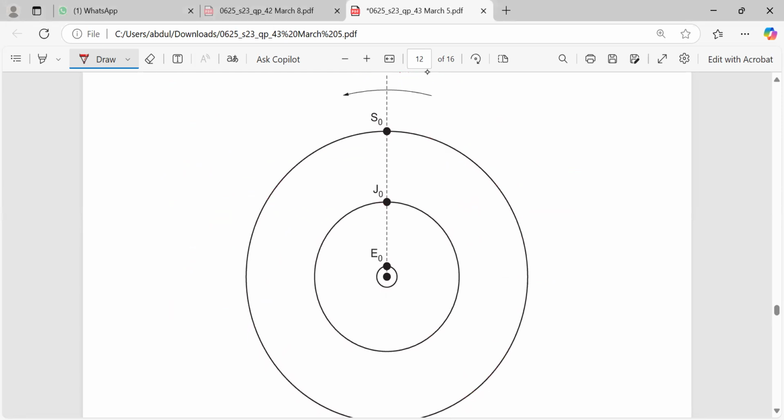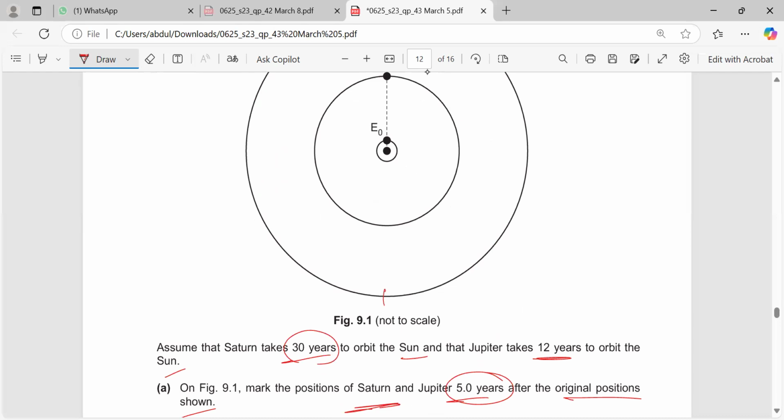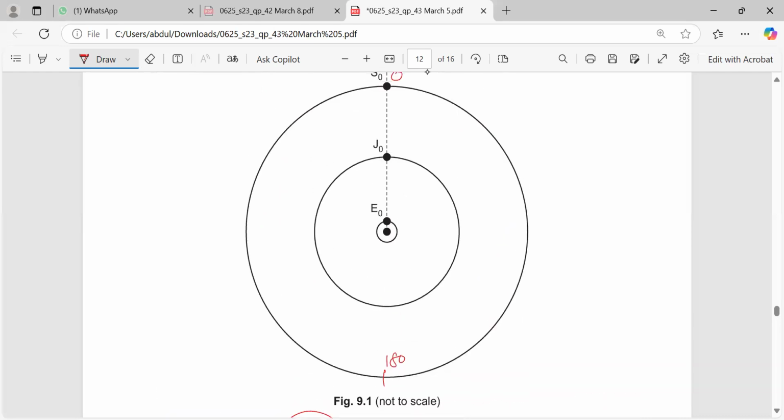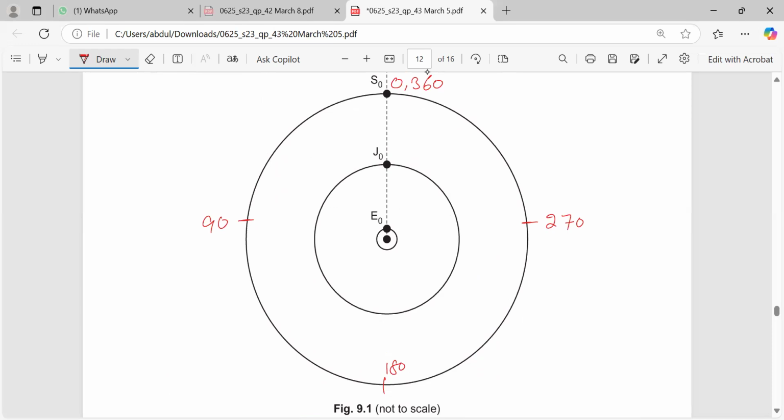60 degrees for Saturn. See, if I put the protractor here at 0, here it will be almost 180. It means here in the center it will be almost 90. And here it will be 270, and this is again 0 and 360 degrees. You can use your protractor. I have just marked the rough values. How will you place the protractor?